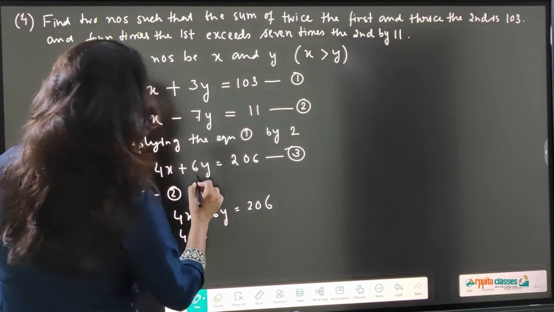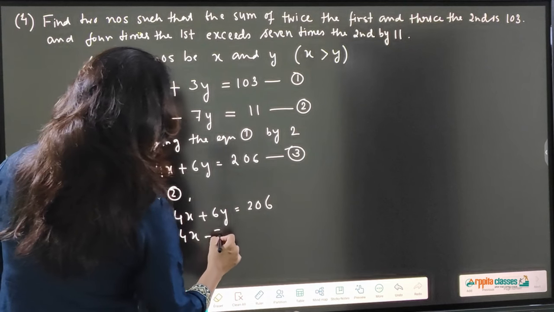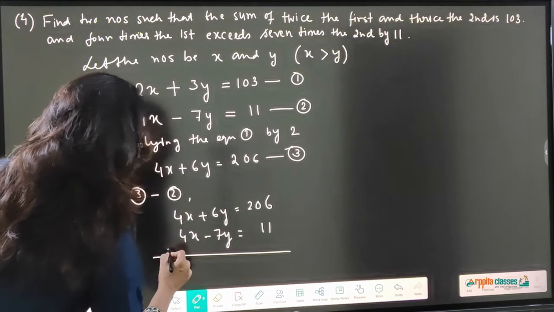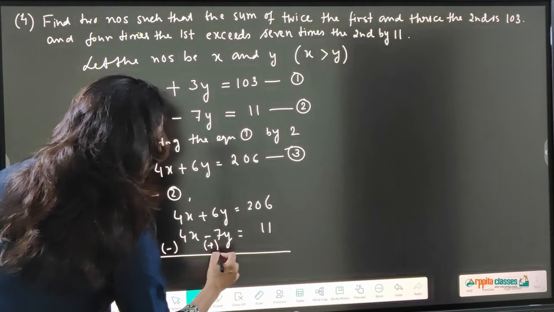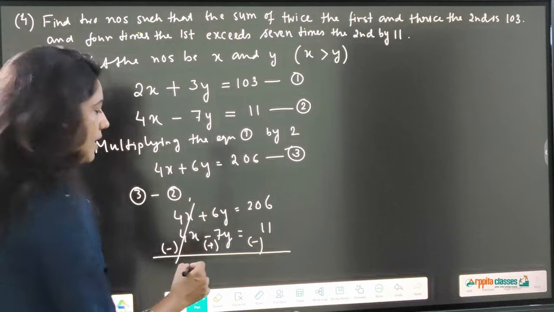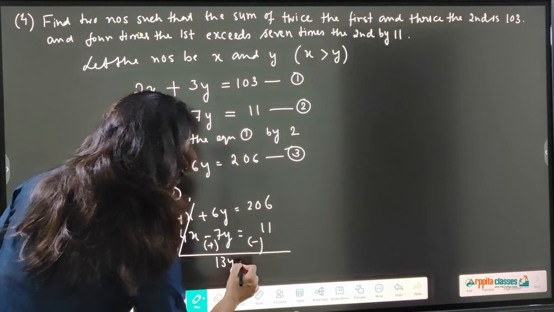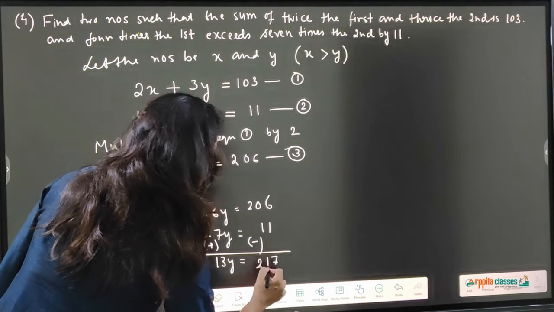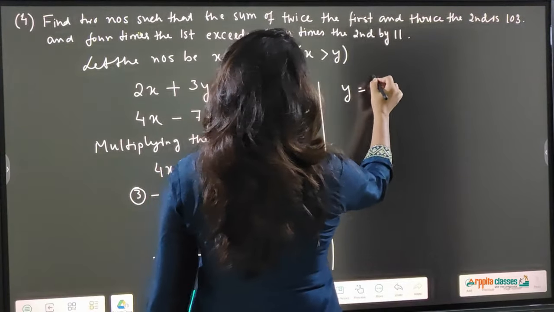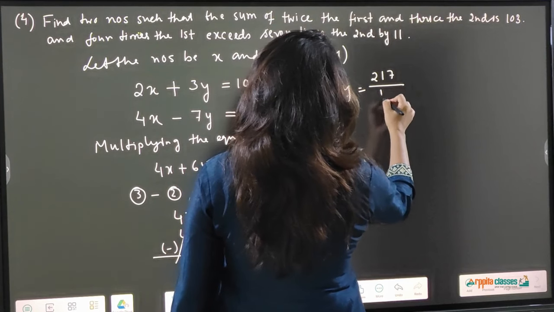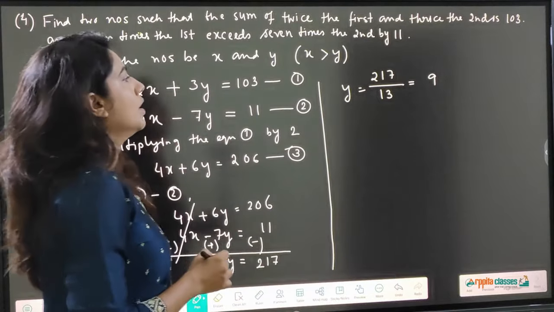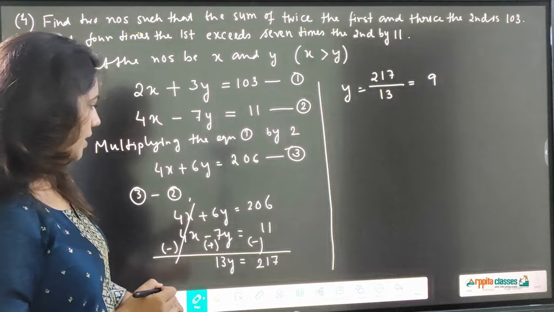And 4x minus 7y is equal to 11. So we'll subtract: minus, plus, and minus. This 4x gets cancelled. 6y plus 7y will give you 13y, and that is 217. So y is equal to 217 upon 13. No, it is 107.